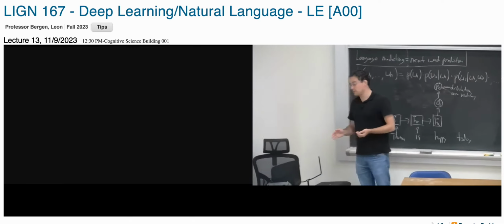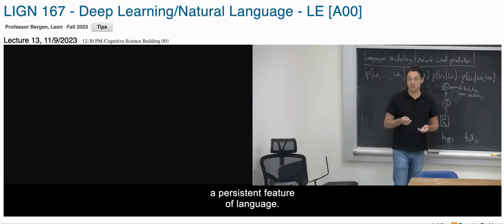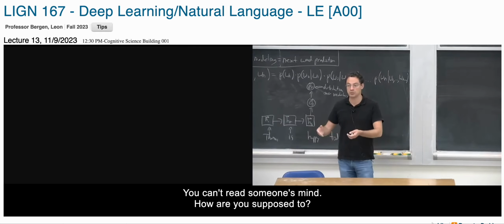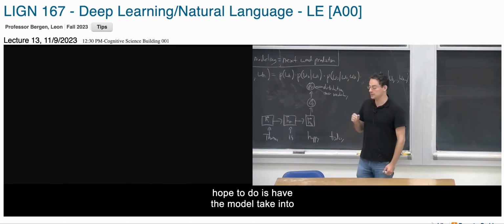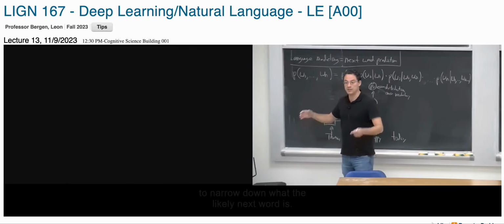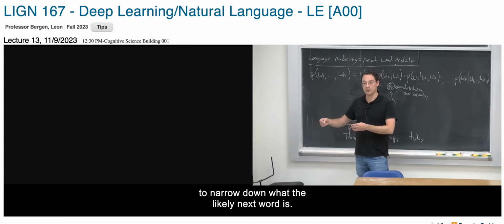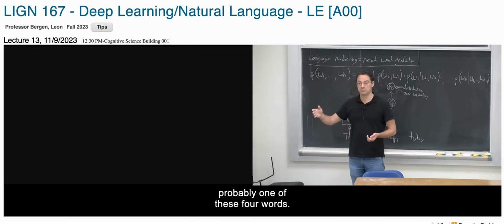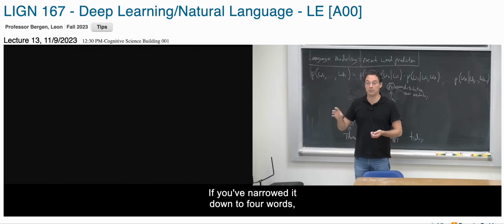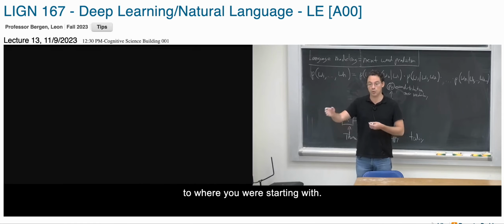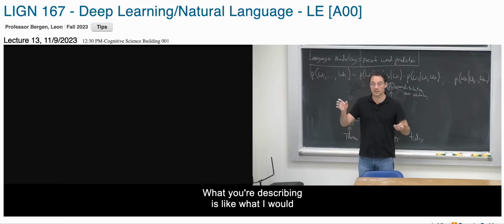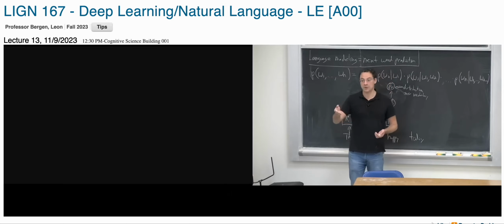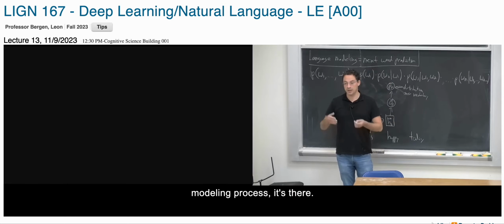So that's a persistent feature of language modeling, which is you're asking the model in some sense to perform an impossible task. You can't read someone's mind, so how are you supposed to predict what the next word is? The best thing you can hope to do is have the model take into account as much context as possible to narrow down what the likely next word is. Maybe you're never going to perfectly predict the next word, but you can say it's probably one of these 4 words. If you've narrowed it down to 4 words, you've learned a lot relative to where you started. What you're describing is what I would call irreducible uncertainty or irreducible noise in the language modeling process. It's there.